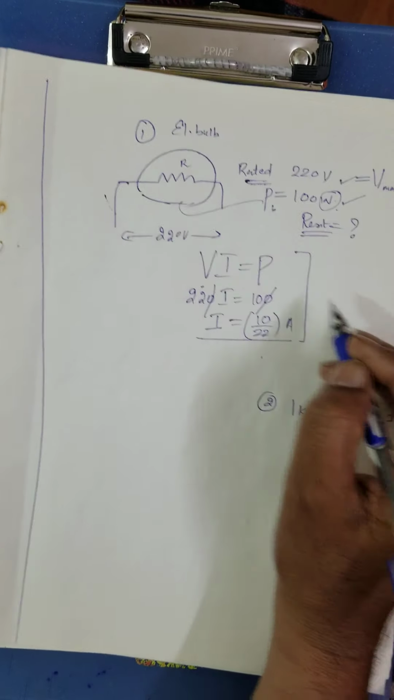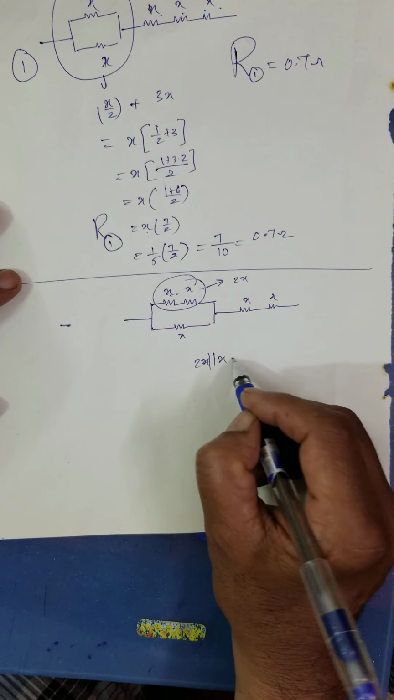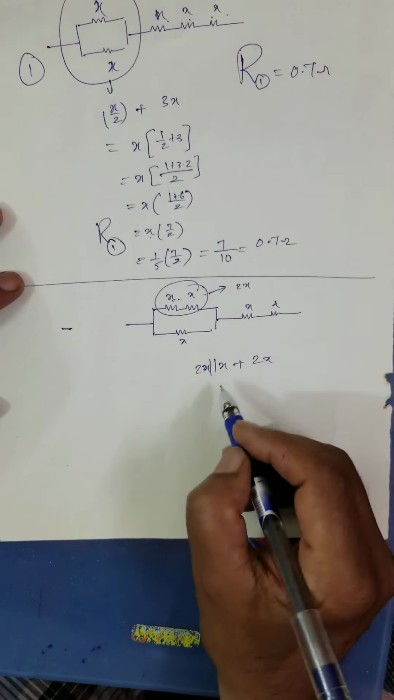Can I do it like this? There are innumerable possibilities. What is this? Two x is parallel to x. This is in series with 2x. 2x into x, product divided by sum: 2x plus x plus 2x. 2x square by 3x plus 2x. X will cancel. 2x by 3 plus 2x.